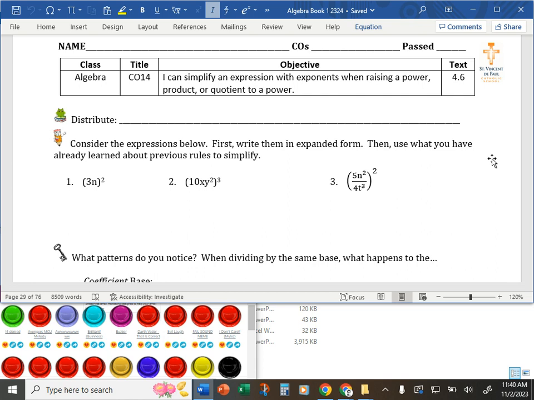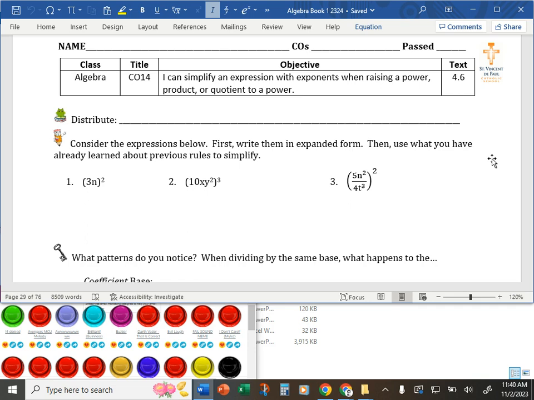I'm trying to help you look at things you can see to identify which rule you need to use. If you see those multiplication symbols, those dots, you know it's CO10. If you see a fraction, you know it's divided by the same base as 0 power, negative power. What do all of these three have in common? Yeah. All have parentheses, okay?